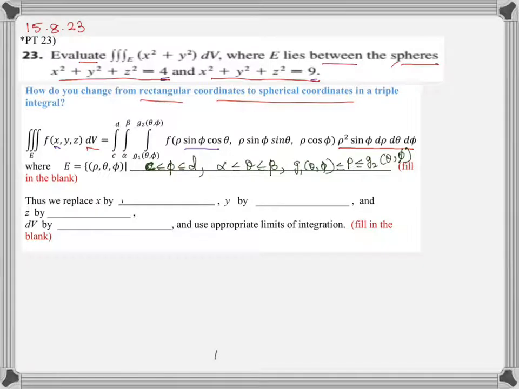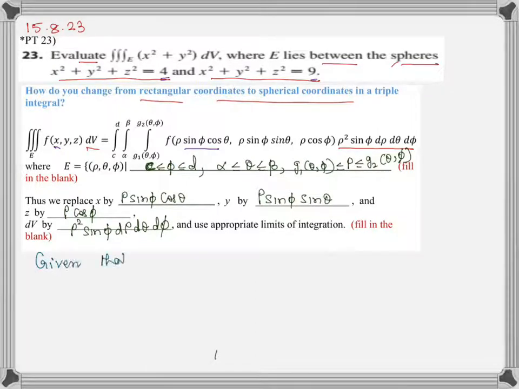We clearly notice that x changes to rho sine phi cosine theta, y changes to rho sine phi sine theta, and z changes to rho cosine phi. dV changes to rho squared sine phi d rho d theta d phi.